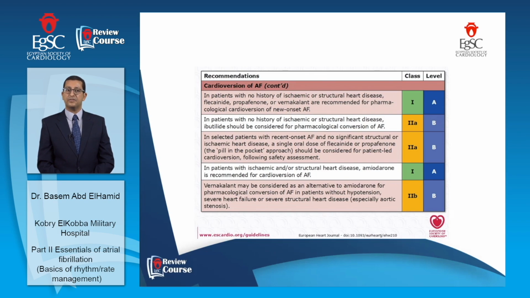In patients with ischemic and structural heart disease, amiodarone is recommended for cardioversion of AF, class 1. Vernakalant may be considered as an alternative to amiodarone for pharmacological conversion of AF in patients without hypotension, severe heart failure, or severe structural heart disease, especially the aortic stenosis, class 2B.